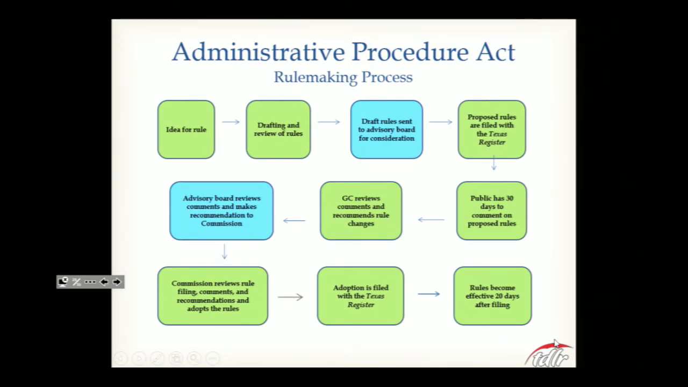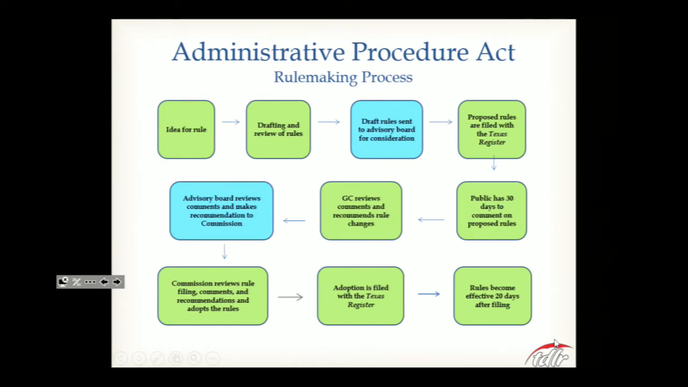After that comment period closes, the Office of General Counsel will review those comments, and if any changes are required to the proposed rule, we'll make those. We'll then bring the rule back to you for your formal recommendation to adopt. And what you're asking to do at that second stage is you're recommending that our commission adopt the rule. At which point our commission will review the rule filing, look at any comments proposed during the comment period, and either adopt the rule or not. If the rule is adopted, it'll be filed with the Texas Register and will be effective 20 days after filing. So you see this process can take a little while.